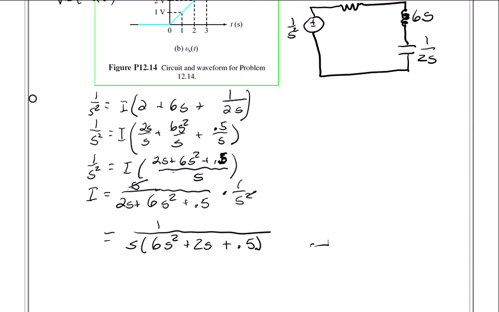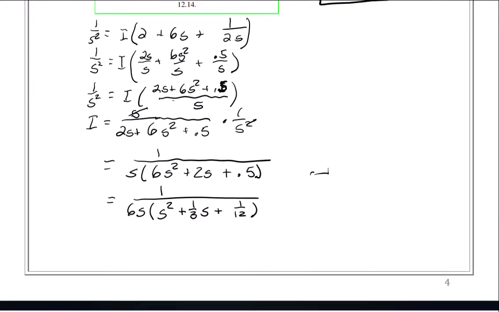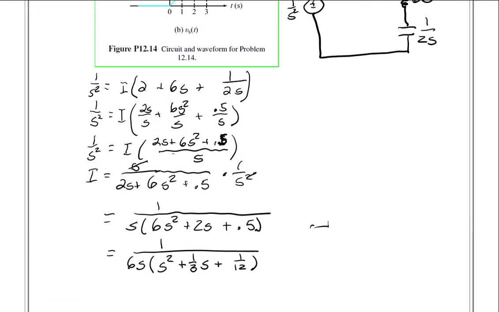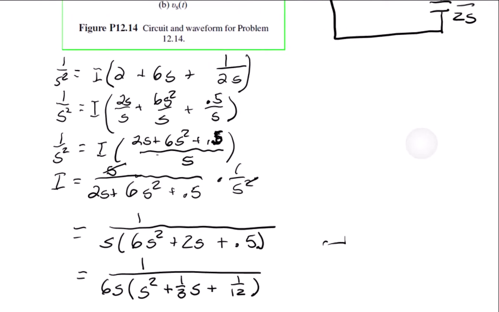And now I'll factor a 6 out of that. So 2 divided by 6 is 1/3, so 1/3 S, plus 1/2 divided by 6 is 1/12. Okay, so then now we need to factor that.